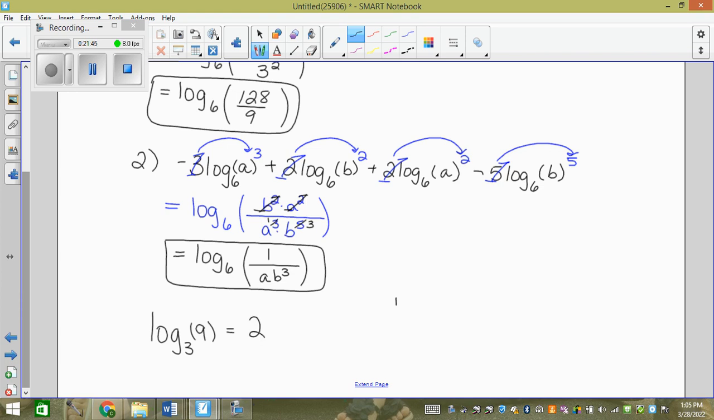So if I have log base 2 of 16, 2 to the power of what is 16? 4. And then if I had log base 4 of a quarter, 4 to the power of what is a quarter? What makes a thing flip? Negative 1.